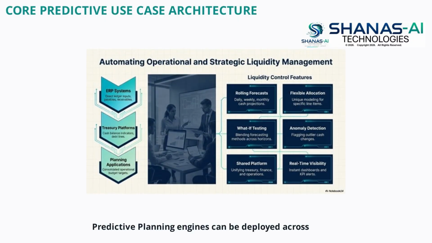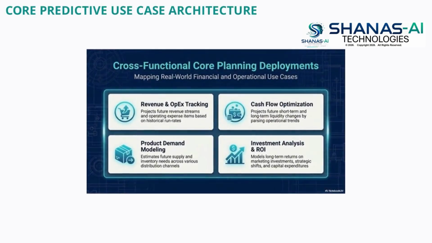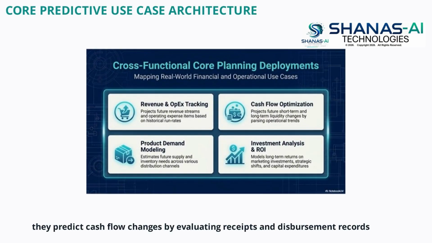Predictive planning engines can be deployed across a variety of real-world corporate use cases. In finance, they model future revenue lines and operational expense items based on historical trends. In treasury, they predict cash flow changes by evaluating receipts and disbursement records. For supply chain teams, they estimate product demand across channels, while also projecting returns on marketing and capital investments.